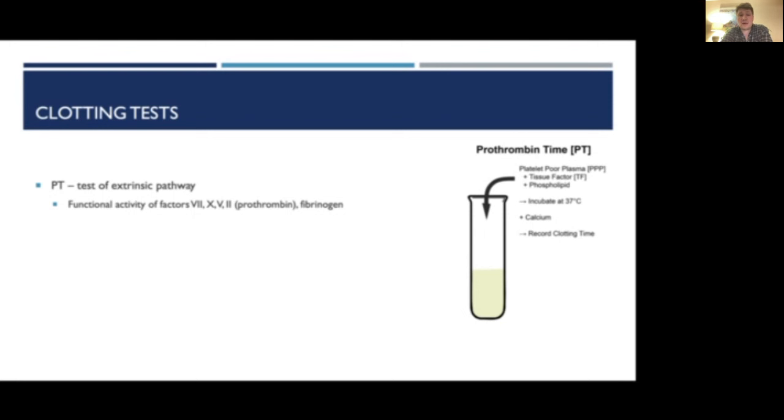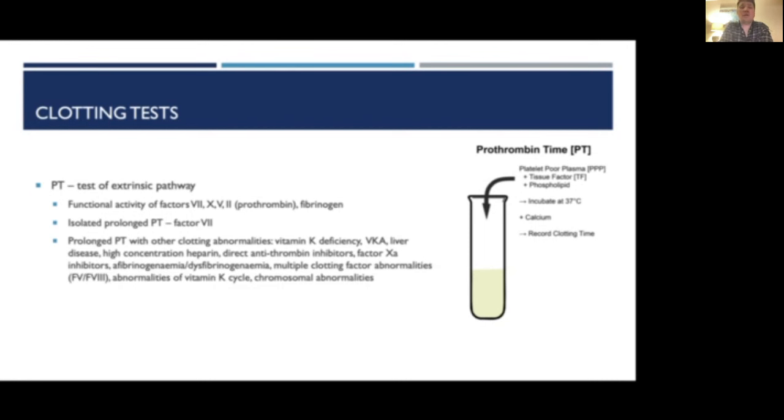It does rely on having the factors 10, 5, and 2, and also your fibrinogen adequate. But it can be a good marker, because if it's only the PT that's prolonged, it's normally just the fact that your factor 7 is low. And that can be for all sorts of reasons. So it can be that you've got a vitamin K deficiency, remembering that you've got a whole bunch of vitamin K dependent factors. And vitamin K comes from the German koagulation. So it's been well known for a long time that K is involved in the clotting pathway.